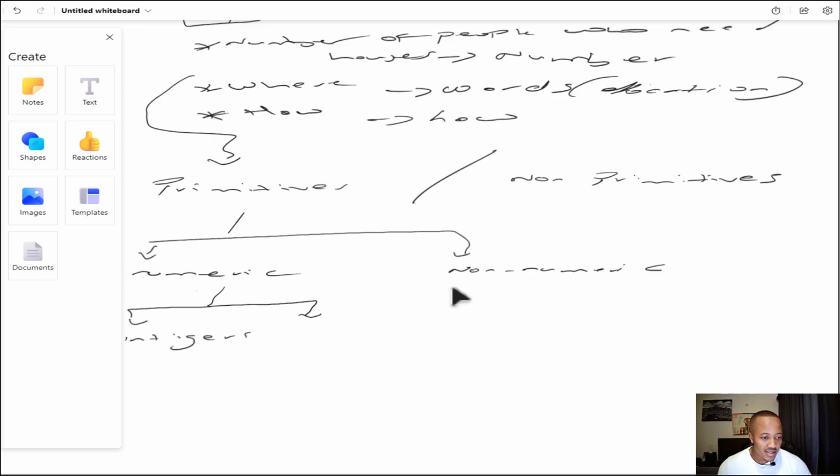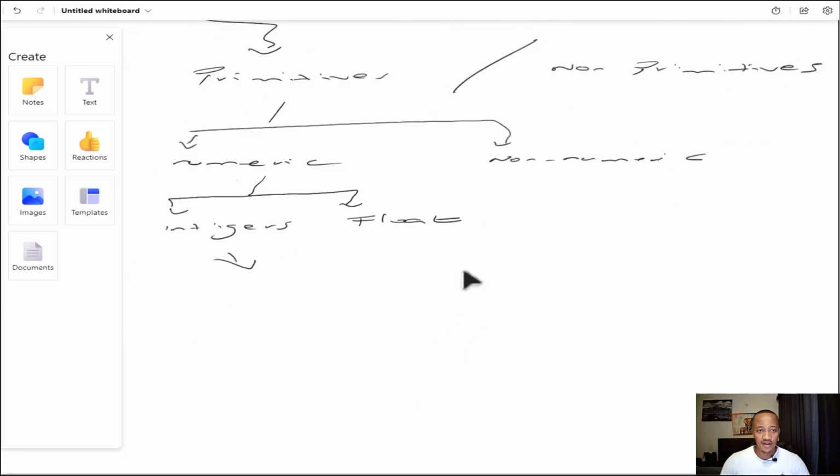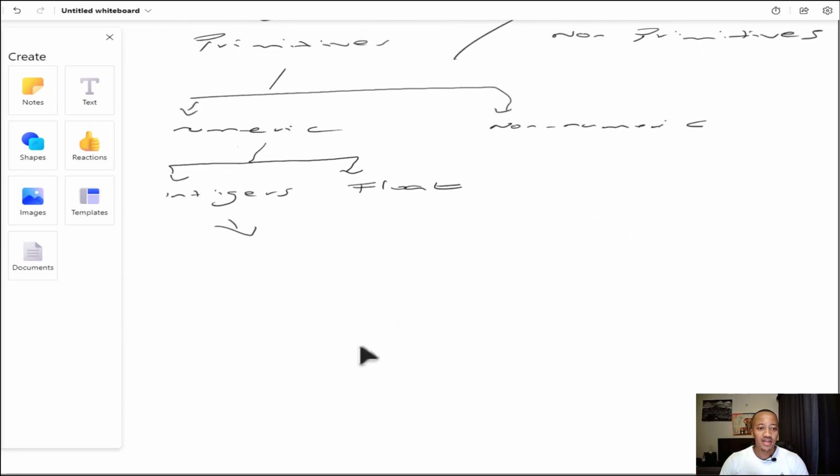Then you have your float. Your integers are basically your whole numbers. Your 1, 2, 3, 4, 5, 6, 7, 8, 9, 10. Then your float would be your fractional numbers, your decimal numbers, your 1.1, 1.2, 1.3, and so on. Then under integers, we have the actual data types.